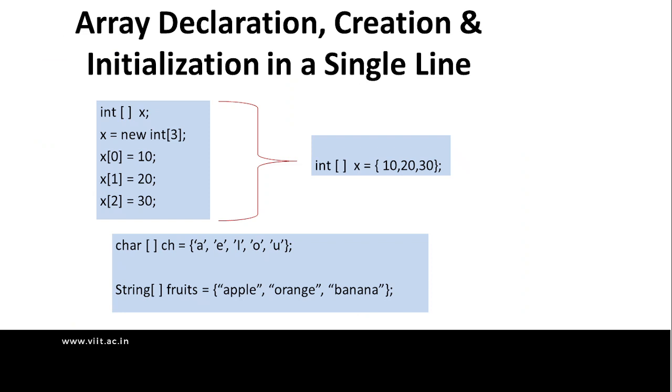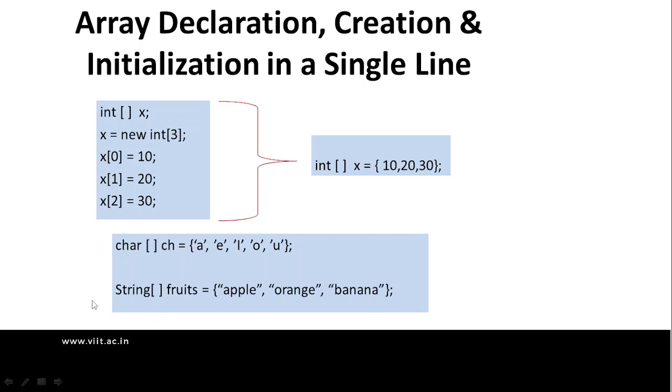Array declaration, creation and initialization can be done in a single line. In this way we can do it: int[] x = new int[3], and x[0] is 10, x[1] is 20, x[2] is 30. All this can be done in a single line, like int[] x = {10, 20, 30}. These three elements we can put into the array.